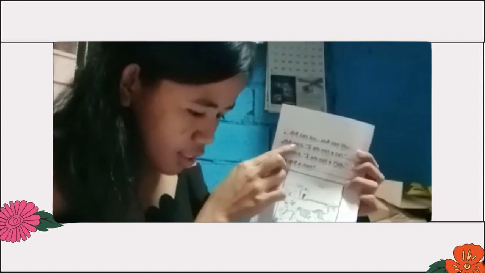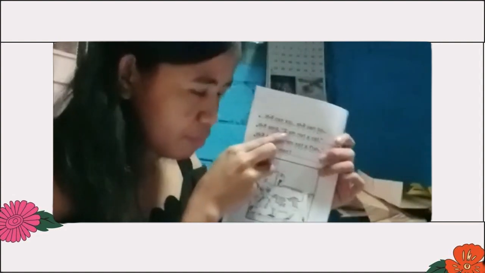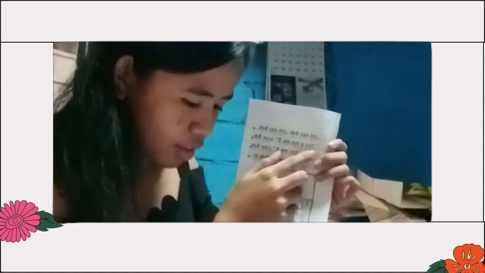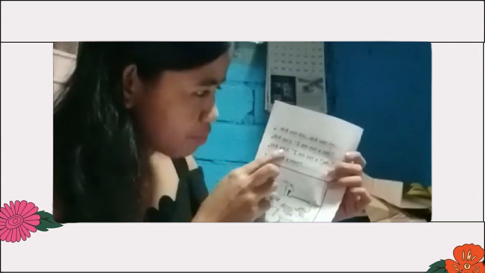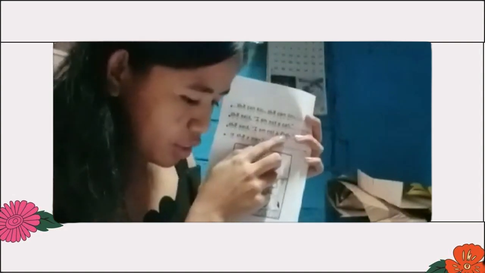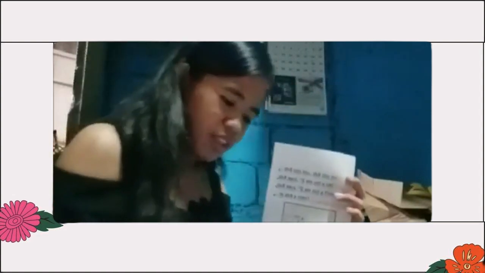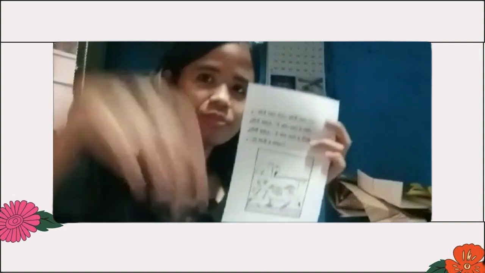Okay, now we're going to read what she said. What did she say? I am not a cat. Okay. Now we're going to read what she said. I am not a fish. Okay. What did she say? I am not a fish.